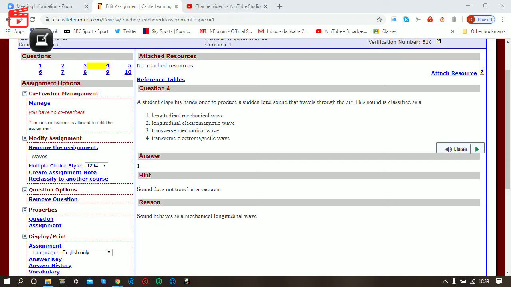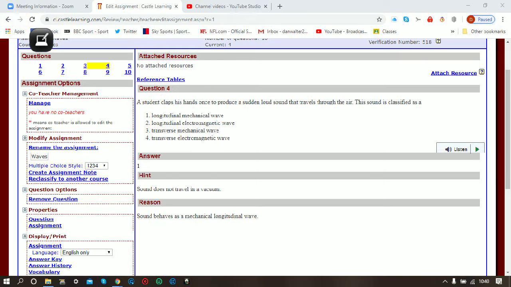Okay, question number 4. This is another one of those subtle concept ones that people are struggling with, or probably will struggle with, and I've already seen a question about it. What exactly is the difference between a mechanical and electromagnetic wave? So let's have a look at this.